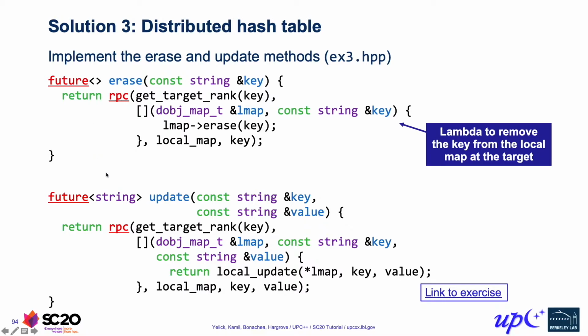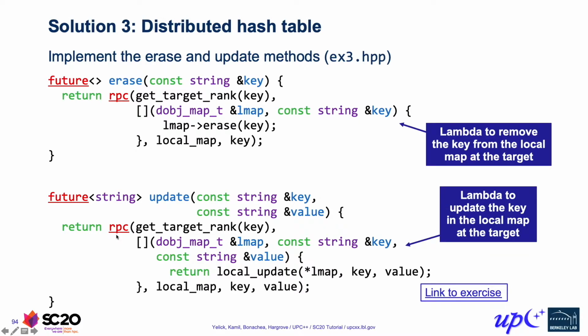So update does something similar. Here we have a key, and we have a new value that we want to associate with that key. So again, what we're going to do is send an RPC over to the owner of that particular key. We use a lambda function a second time over here, but this time we have the distributed object and both the key and the value as arguments here.